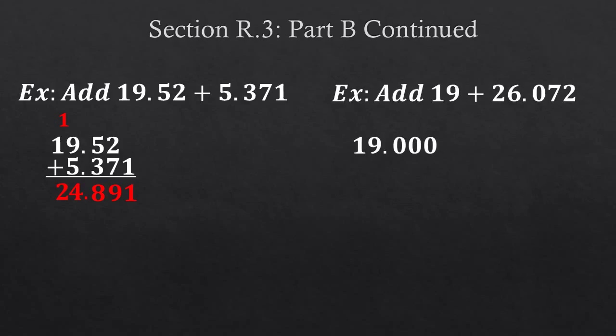19, which actually can be written as 19.000, and under that you can have 26.072. Notice we're lining the decimals up so it makes the addition easier. 0 and 2 is 2, 0 and 7 is 7, 0 and 0 is 0. Bring your decimal point down. 9 and 6 is 15. Carry your 1. 1 plus 1 plus 2 is 4.